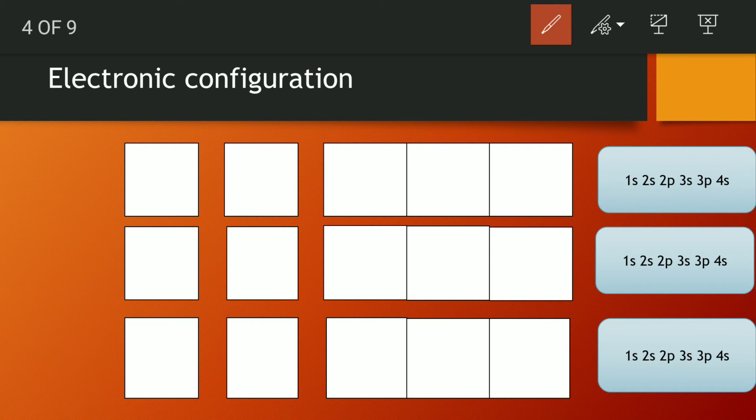Firstly we'll be taking fluorine. The atomic number of fluorine is 9, so it has 9 electrons. First the electron goes into the 1s. So this is 1s, this is 2s, and this is 2p. First the electron goes into 1s, and in 1s 2 electrons get paired because this is a single orbital. By Aufbau principle, this is the order of energy of orbitals.